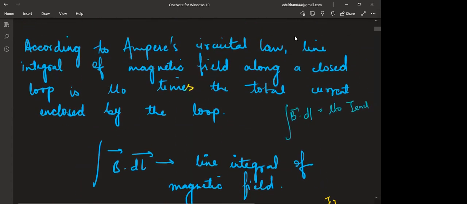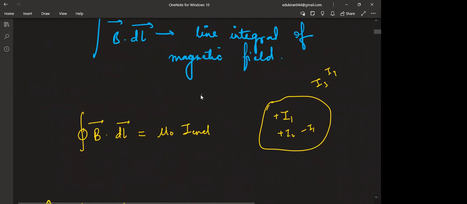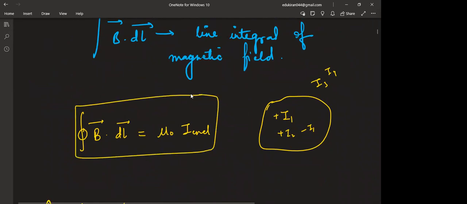According to Ampere circuit law, the line integral of magnetic field along a closed loop is mu naught times the total current enclosed by the loop. So just write down the formula for Ampere circuit law.